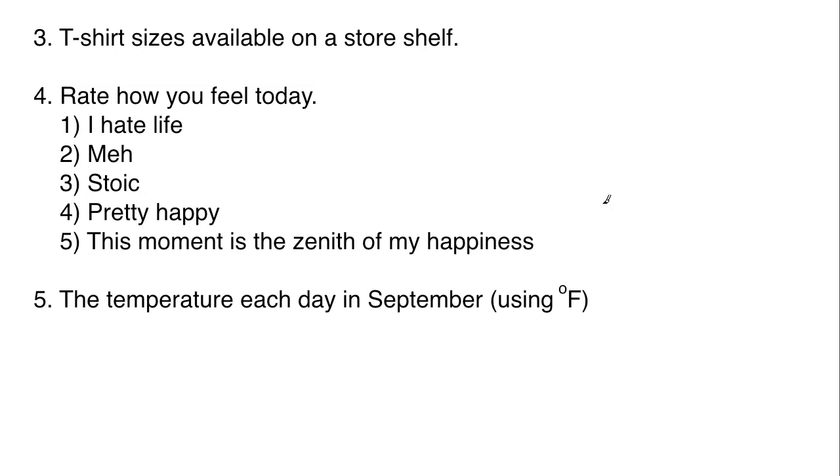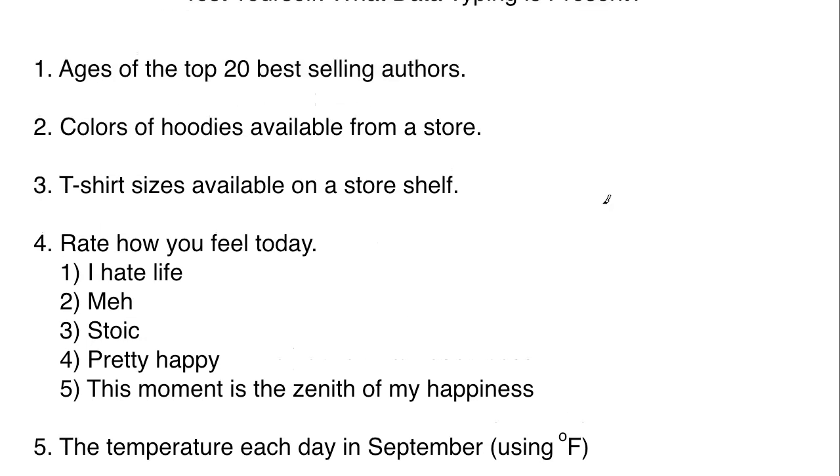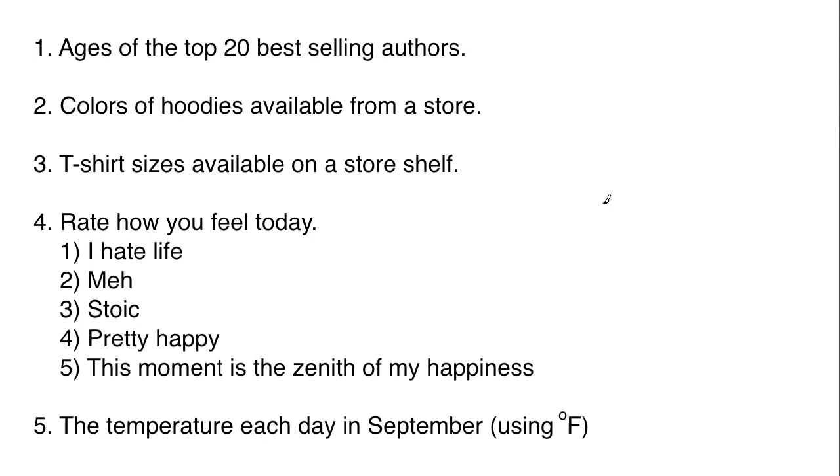So go ahead and try each of these and see what you come up with, and then we will walk through them in just a moment. Okay, hopefully everybody had a chance to attempt these.